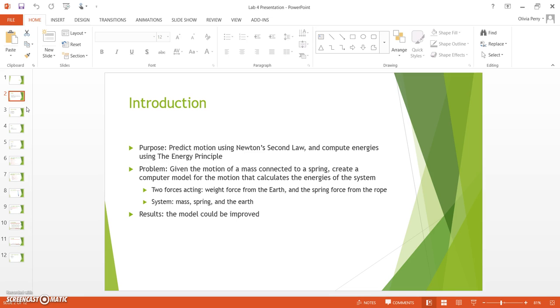which is the mass, the spring, and the earth, and the motion is predicted using two forces, the weight force and the spring force. The model motion is compared to the experimental motion, and I found that the model is not as accurate as it could be, although it shows a general path for the motion of the mass. A better model would account for both the drag force and motion in the z direction.